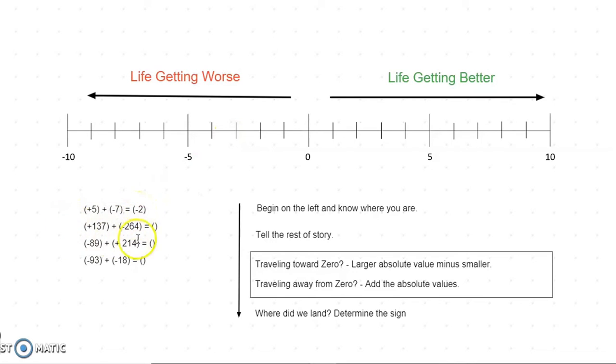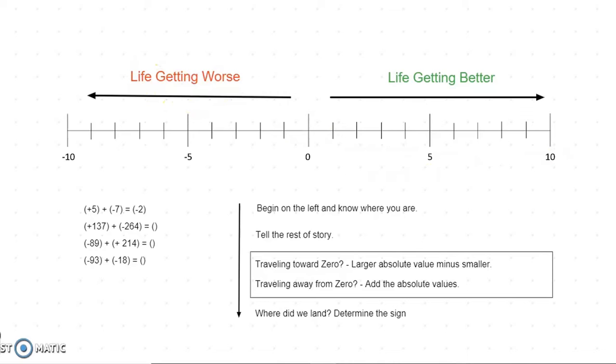So let's extend this now to larger integers. Begin on the left, know where you are. 137, positive. Lots of air fresheners in the room. We're way on this side of the number line and obviously way off my computer screen to the right. But that's fine, we can work with that. Telling the rest of the story, I'm now adding 264 stinky socks. So that is definitely going to make life get worse.